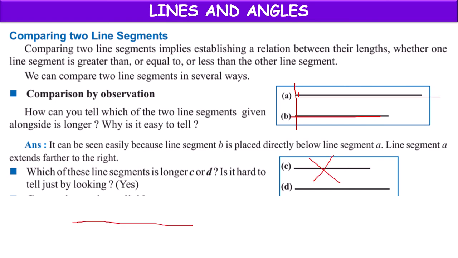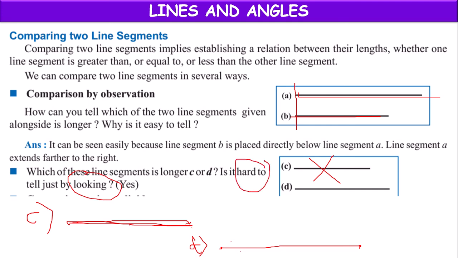Suppose we have lines like this. This is one line, mentioned here, and another line is mentioned here. Now you have to compare this line C and this line D. Is it possible to tell just by observation? No. Just by looking we cannot tell. We have to take the measurement, because they start at some other point and end at some other point, not exactly below one another. That's why it is hard to compare both of them just by looking. In this case, we have to take the help of measurement by using some mathematical instruments.